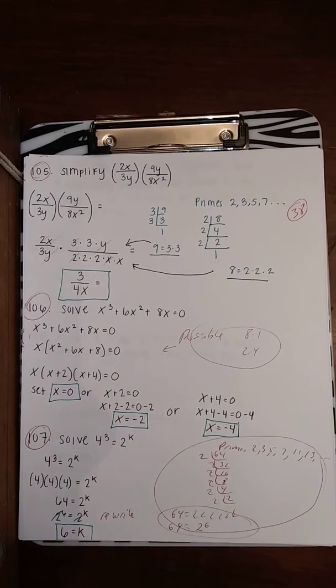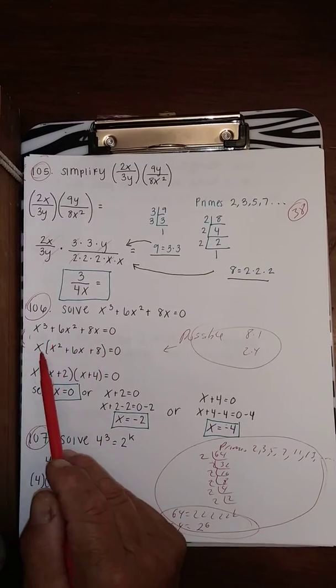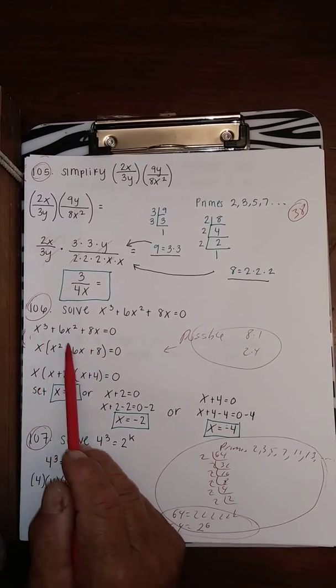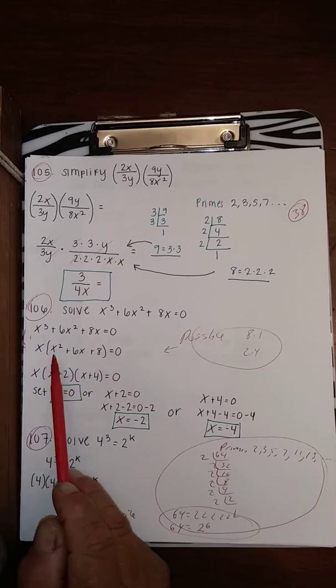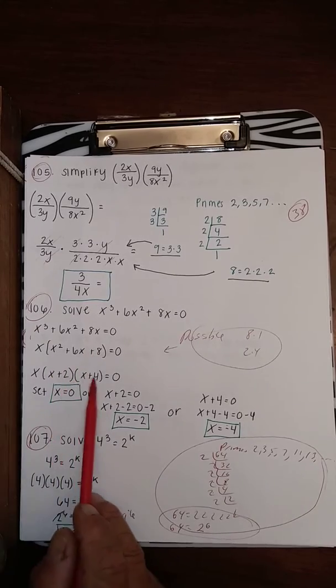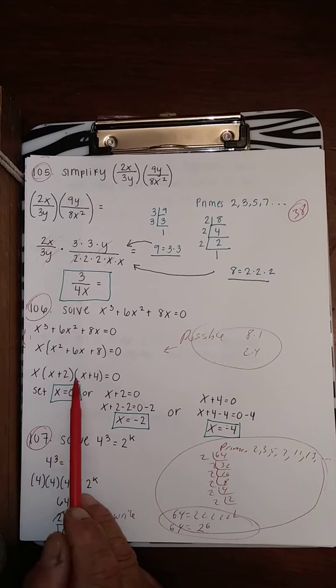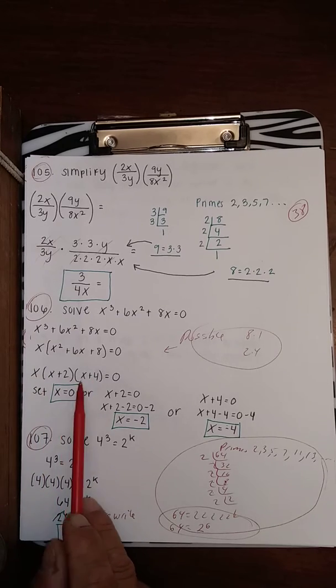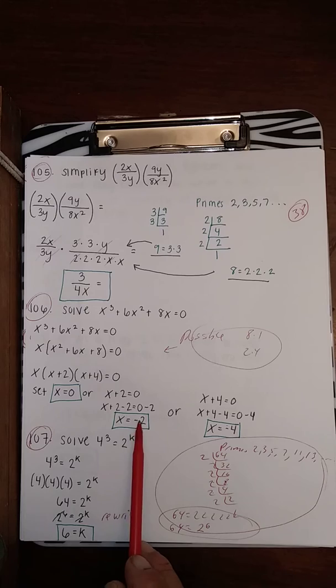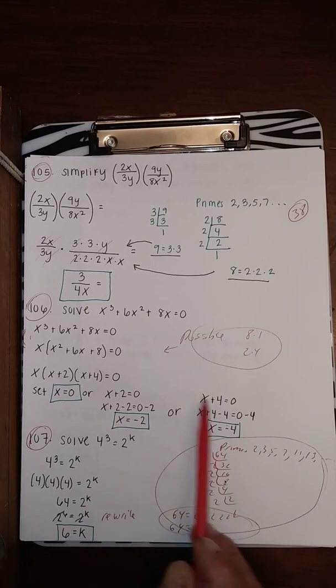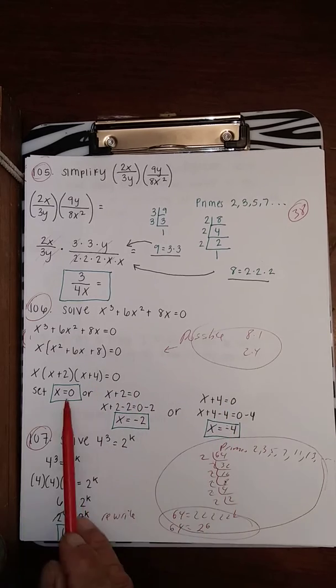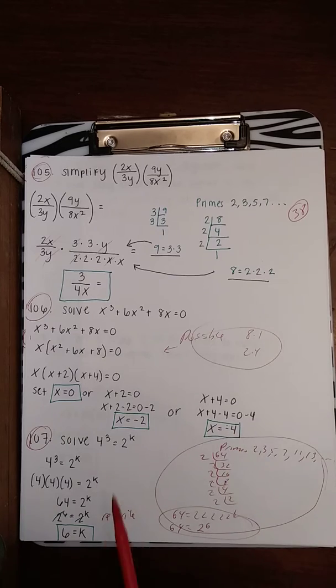Factor this one. We can take out our x first from all of it. That times that is x cubed, that times that is 6x squared, that times that is 8x. So now we factor this one out some more. 2 times 4 is 8, 4 and 2 is 6. So we have this equals 0, that one equals 0, that one equals 0. That one's 0, done. x plus 2, minus 2, minus 2, negative 2. x plus 4, minus 4, minus 4. So we have this one, and that one.